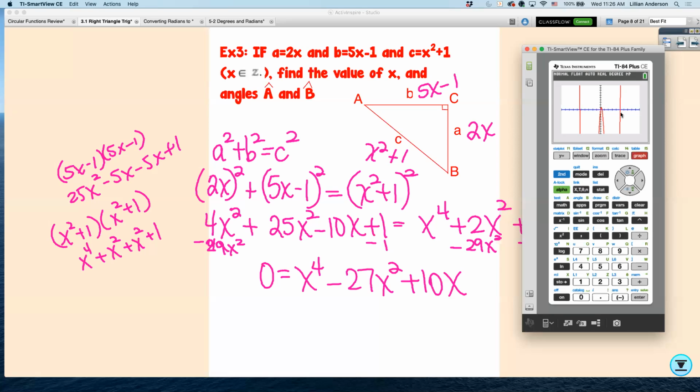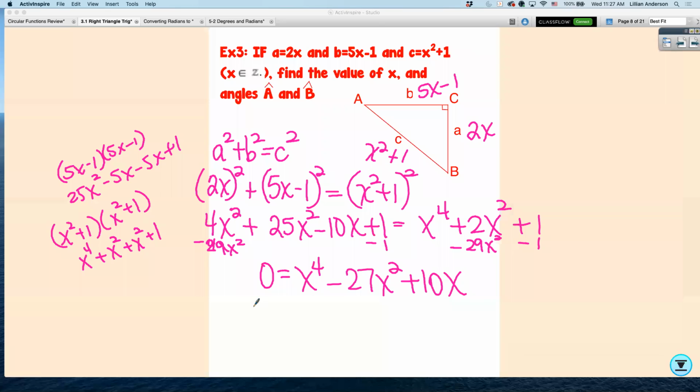All right, so we want to find that intersection point. So we go to second trace, and we want to go to option 5. Now, we want to get that intersection point over here on the far, far right. My cursor is blinking at 0, 0. I have to move my cursor closer to that intersection point. Otherwise, it's going to give me a different one. So once it's closer to that intersection point, I'm going to click enter 3 times. 1, 2, 3. I don't move it in between or anything like that. So x is equal to 5.